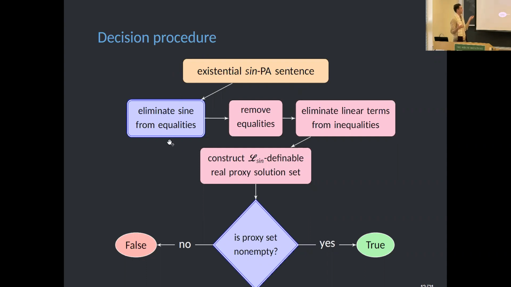Just taking us through the diagram, we start with an existential sine PA sentence. First, we're going to use Chanel's conjecture to manipulate the literals in our sentence and get a sentence which has no appearance of sine in any of the equalities. Then for some further simplifications, we don't need Chanel's conjecture, and we can get rid of the equalities with variable replacement, and then eliminate linear appearances of variables from the inequalities, which I'll speak more on when we get to that step. Once we have these simplified inequalities as the only literals in our sentence, we can pass to what I call a proxy solution set in the real numbers. That is a setting where we don't need the predicate for the natural numbers, and we can pass to a theory which is decidable also under Chanel's conjecture. We can query, is there a proxy solution in this other decidable theory? If there is, then there is an integer solution to the sentence that we started out with.